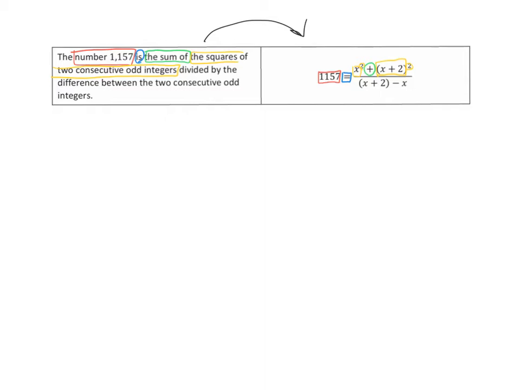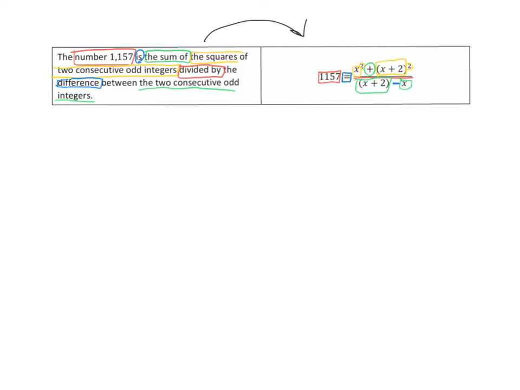And then it goes on to say divided by. So this is our division symbol, just written as a fraction. The difference means subtraction. We have that subtraction sign here. The two consecutive odd integers. So it's the same integers from before, but when we do subtraction, we do the bigger number first. So we're taking this x plus 2 first and subtracting that x.